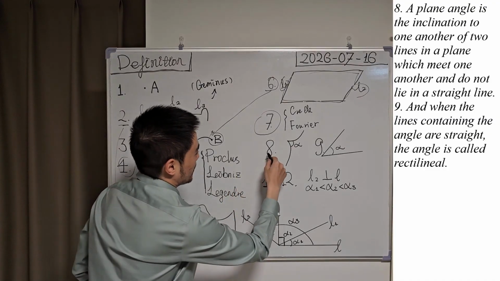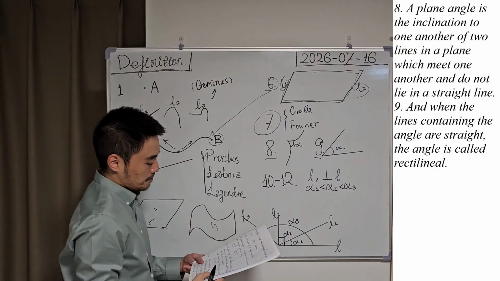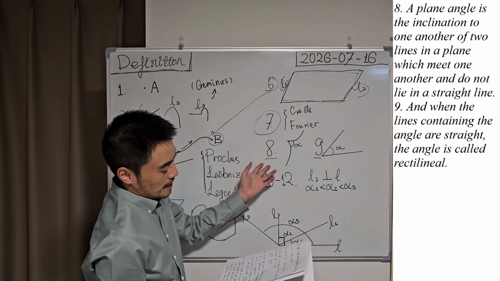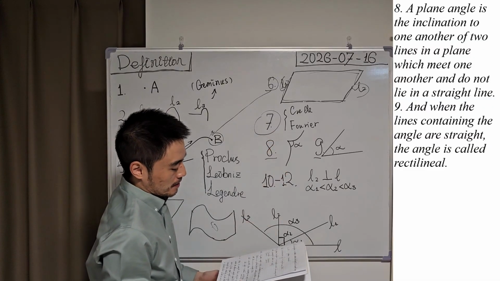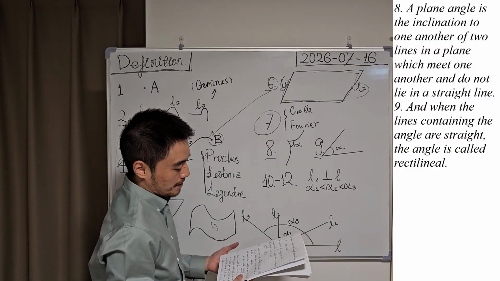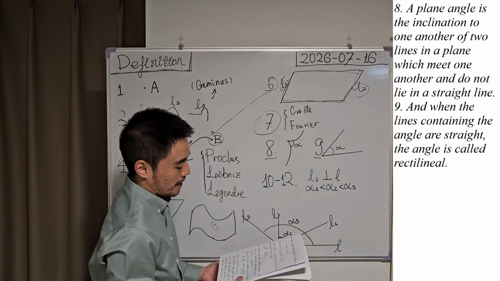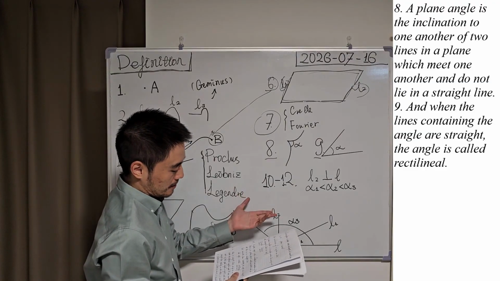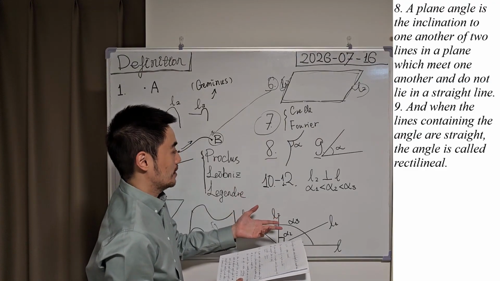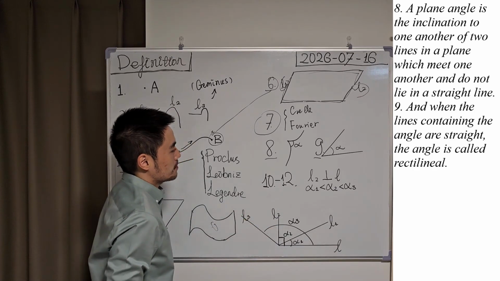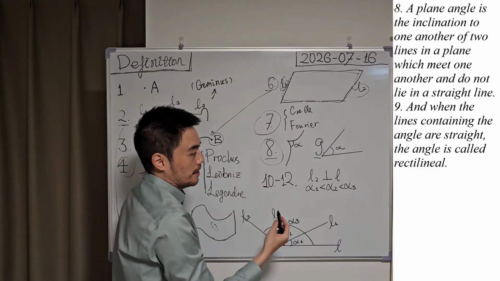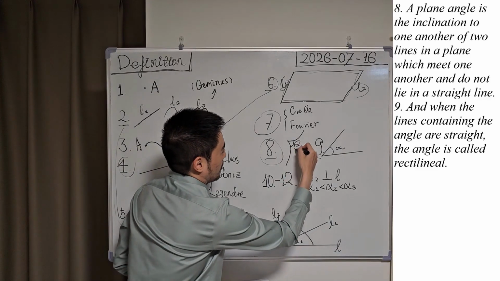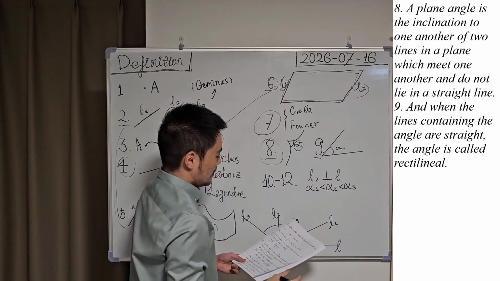We put definition 8 and 9 together. So definition 8 says a plane angle is the inclination to one another of 2 lines in a plane which meet one another and do not lie in a straight line. So please remember that in definition 8, we define what a plane angle is. So for example, alpha is a plane angle.